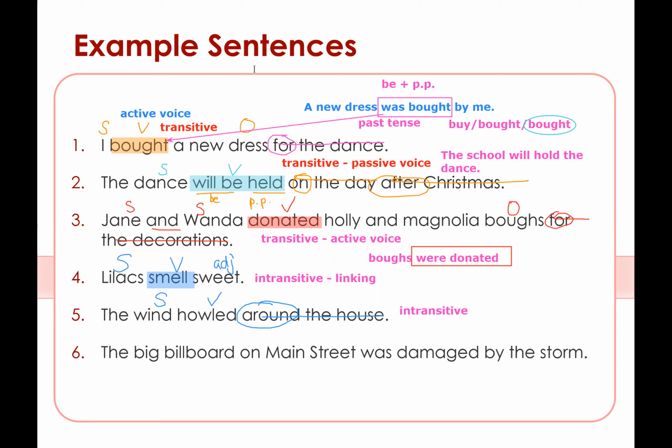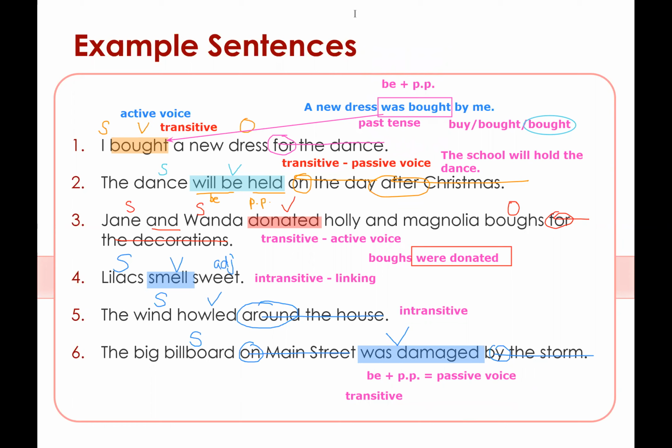Okay, and number 6. The big billboard, subject, on Main Street. Hey, cross out your prepositional phrase. Was damaged, cross out by the storm. So you can see was damaged, that is your verb. Again, we don't see an object here. However, was damaged is be verb plus past participle. And that means this is passive voice. And as we have already established, only transitive verbs can have passive voice, right?